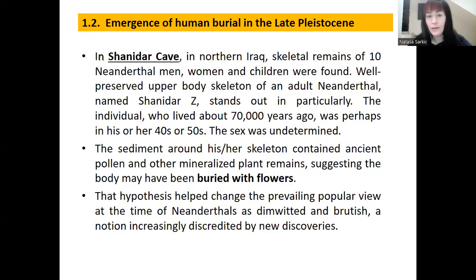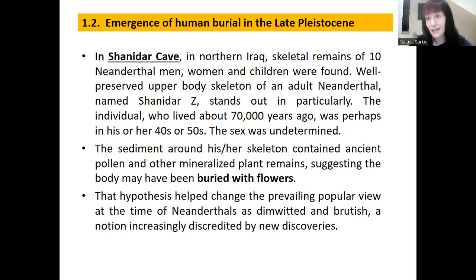Who lived about 70,000 years ago. And when they were making the excavation there, the archaeologists found in the sediments some ancient pollen that was mineralized in the remains, suggesting that this individual might have been buried with flowers. So this hypothesis helped to change the prevailing popular view of Neanderthals of that time, that they were brutish, kind of savage, let's say, and less intelligent and so on.